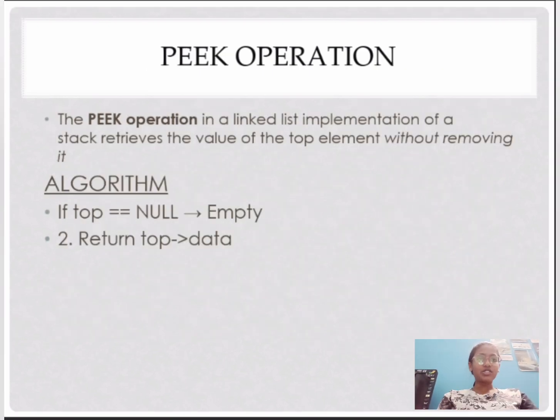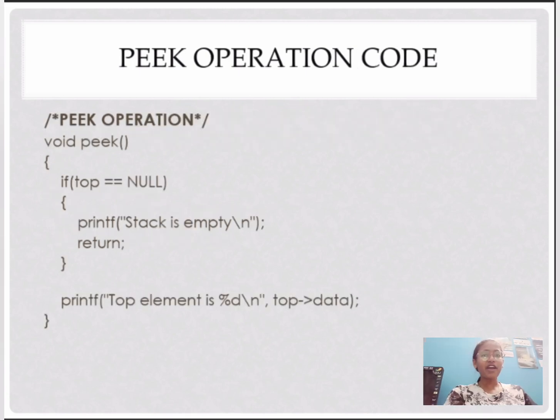Peek operation is used to view the top element without removing it. This is useful when we only want to check the value but do not want to modify the stack. In this function, first we check if the stack is empty. If it is, we display a message. Otherwise, we simply print the value stored in top->data. No changes are made to the structure of the stack.